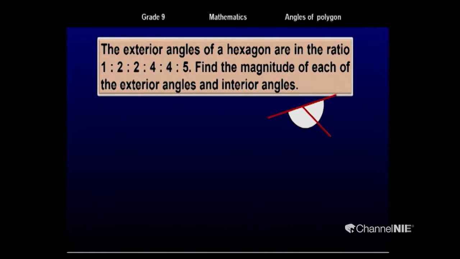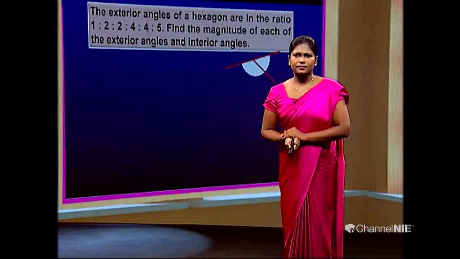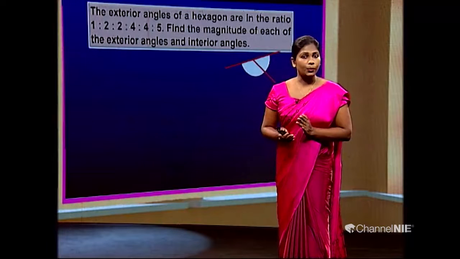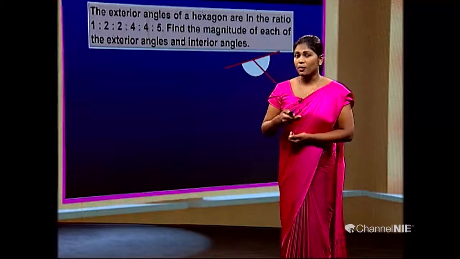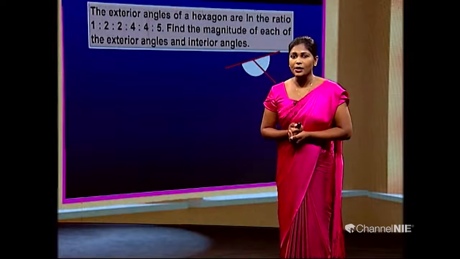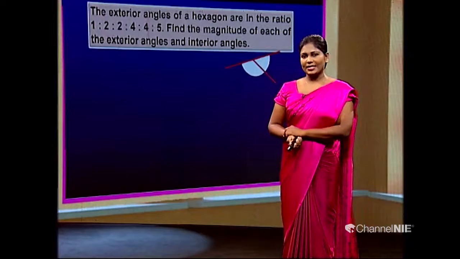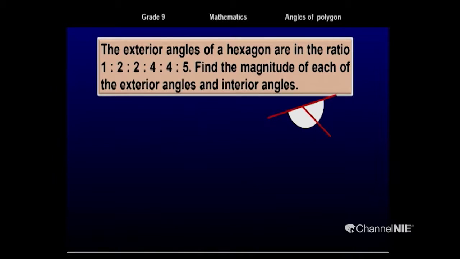Find the magnitude of each of the exterior angles and interior angles. There is a ratio between the exterior angles. Okay children, first tell me, what is the sum of the exterior angles of a polygon? Yes, what is the value? 360 degrees. So there is a ratio between these exterior angles. Then we have to find the magnitude of each of the exterior angles and interior angles.